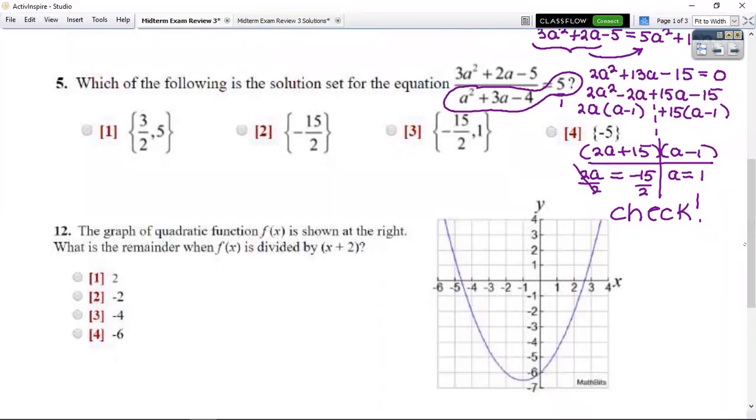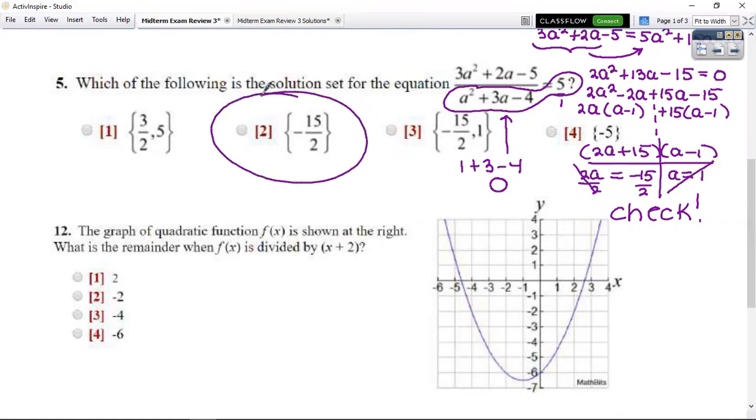So if I plug this 1 in, 1 squared is 1. 3 times 1 is 3. And then minus 4. What does that produce in the denominator? A 0. Yeah, so that one's undefined. You want to make sure that you do check for those. So I reject the 1. And then I get a solution of choice 2.